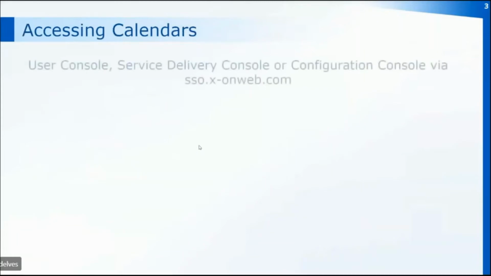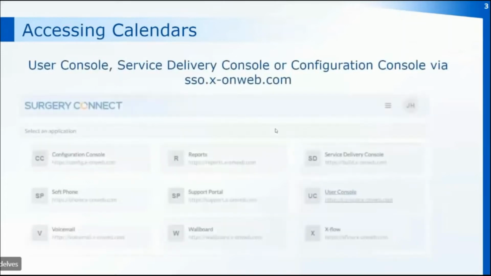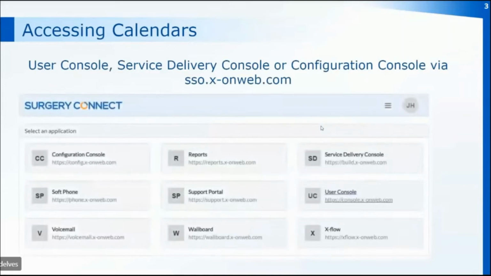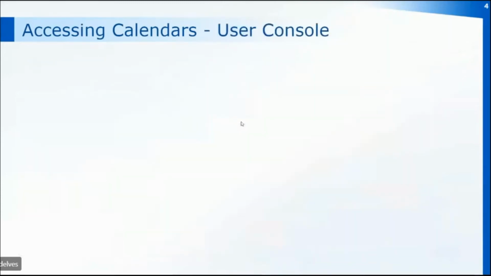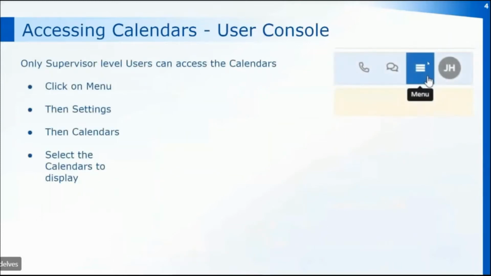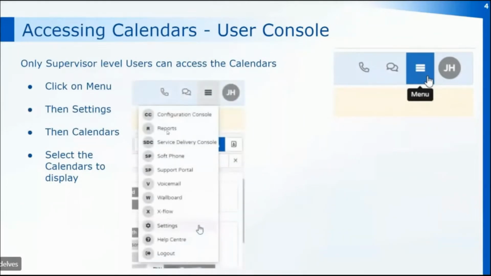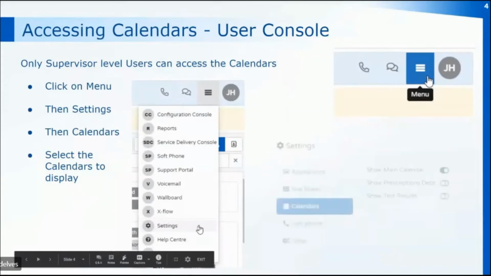You can access calendars through the user console, service delivery console, or configuration console, all accessed through our single sign-on login page. We're going to look at each one of those in turn, and we'll start with the user console. To access the calendars, you'll need to be a supervisor and then click on the menu option, which is the three lines next to your initials. That gives you a menu where you can move to your other consoles quickly and easily, and you can also go into the settings.